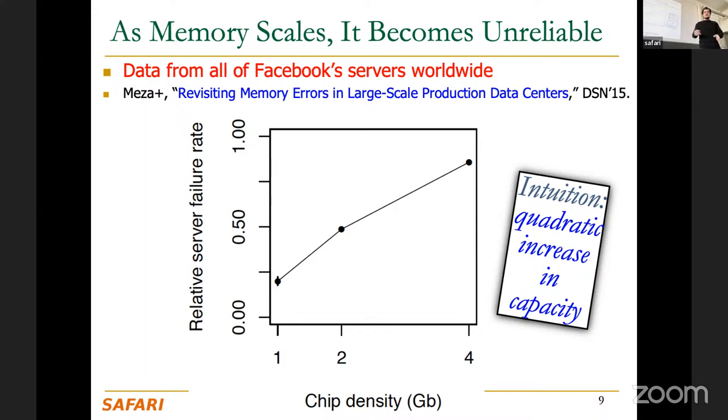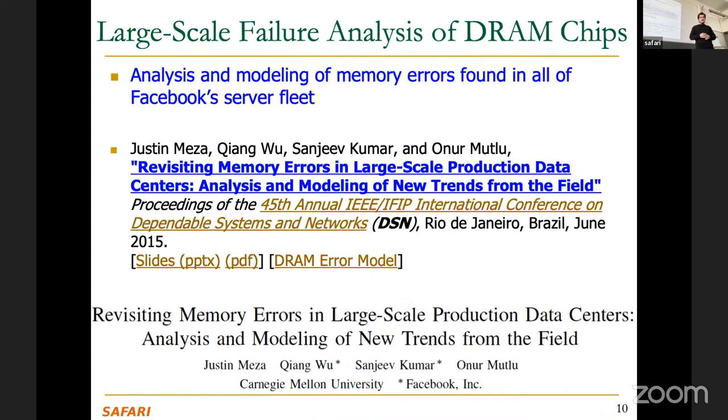What this plot is showing essentially is that as chip density increases on the x-axis, the relative server failure rate also increases. So it's like a quadratic increase in capacity resulting in an increase in this relative server failure rate metric that you see here. For details, I would like you to read the paper and see how this metric is constructed. This was a large-scale analysis at a, I would say, high system level.